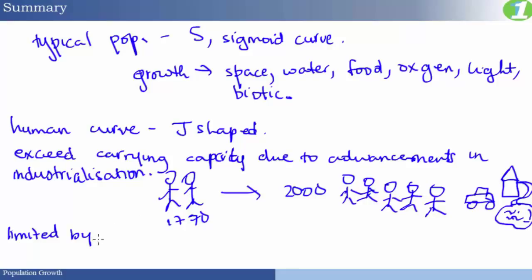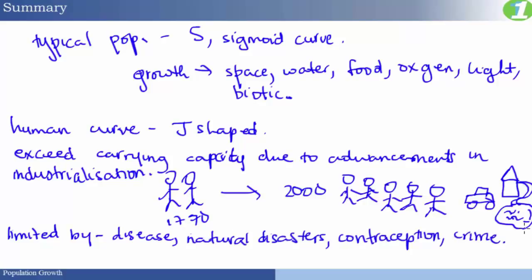Right. Factors that limit the population size include diseases. So we might have an outbreak of a disease like Ebola, the most common outbreak that was severely deadly and killing a lot of persons in Sierra Leone and some other African countries. Natural disasters, contraception, crime, and you can think of a few more.